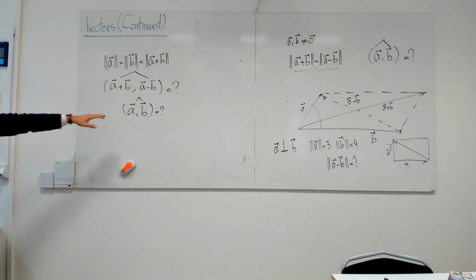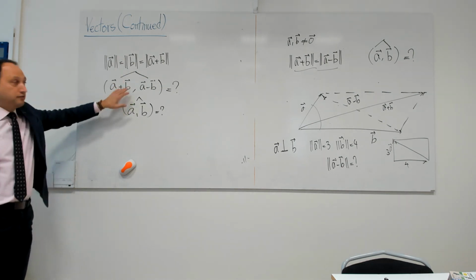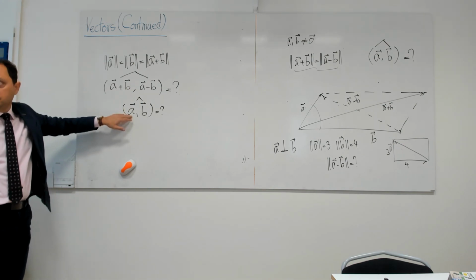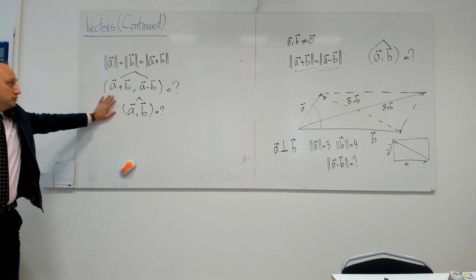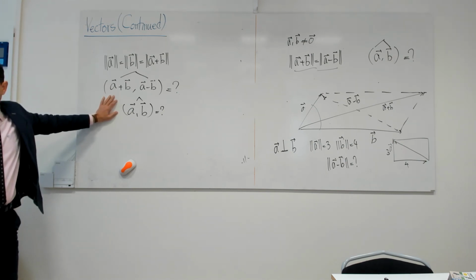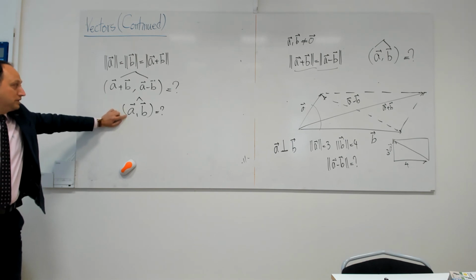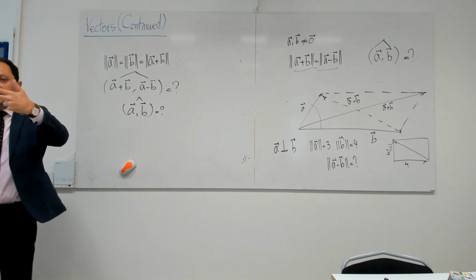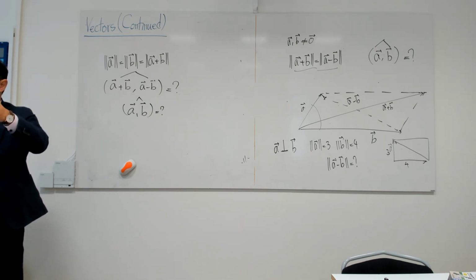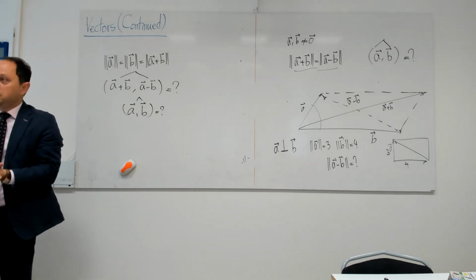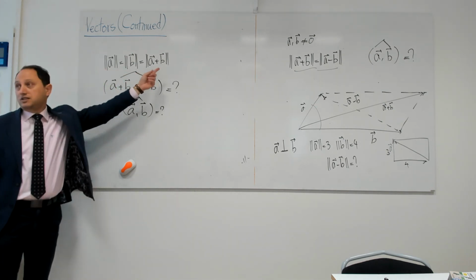Which one do you answer? This one or that one? The first one or the second one? You said 0. The first one. The first one, no. None of them is 0. Because, for example, this cannot be 0, because if this is 0, this means that I have 2 vectors pointing in the same direction. And if I add them, it would be longer than each one of them individually. So this cannot be the case.